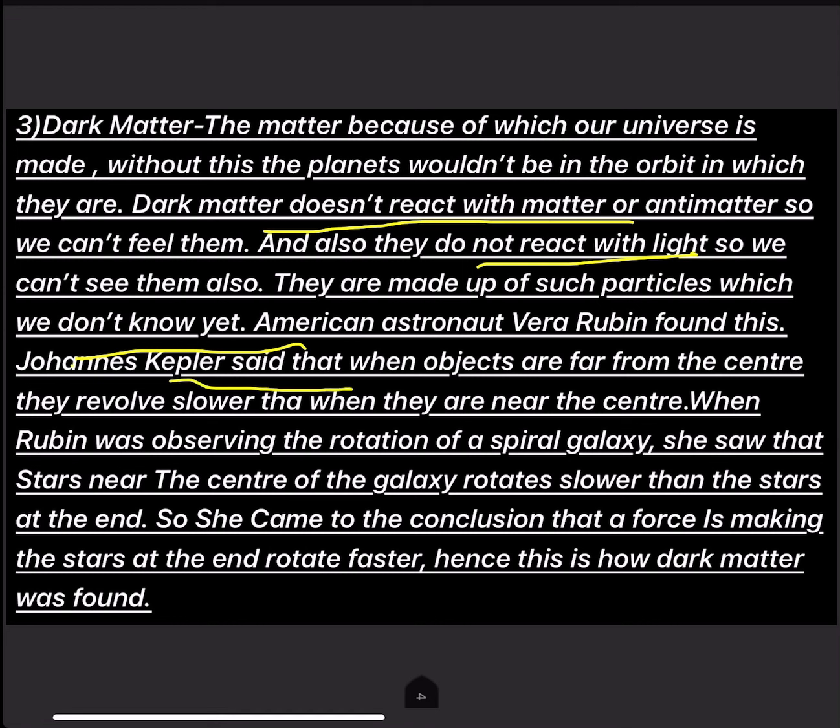Johannes Kepler said that when objects are far from the center, they revolve slower, and when they are near the center, they revolve faster. When Rubin was observing the rotation of a spiral galaxy, she saw that stars near the center of the galaxy rotate slower than the stars at the end. So she came to the conclusion that a force is making the stars at the end rotate faster, and this is how dark matter was found.